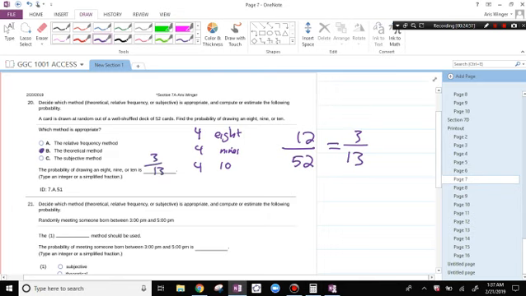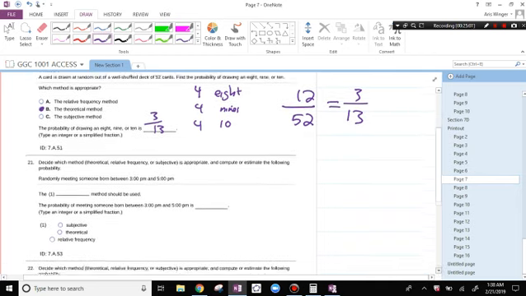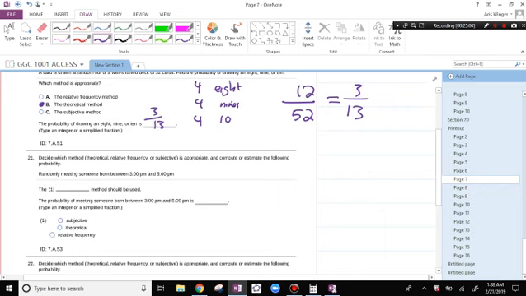Decide which method, theoretical, relative frequency, or subjective, is appropriate and compute or estimate the following probability. Randomly meeting someone born between 3 and 5 p.m. This is still theoretical, and between 3 and 5, that's 2 hours of the day out of 24 hours. So that reduces to 1 out of 12.